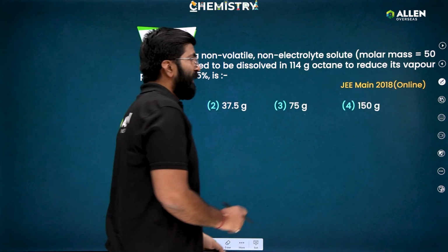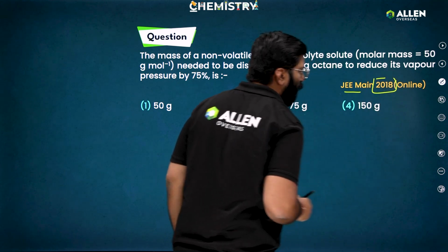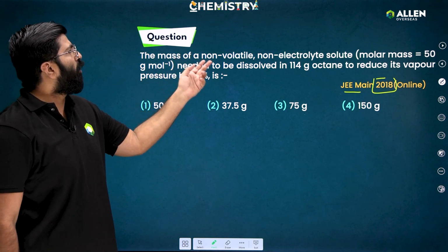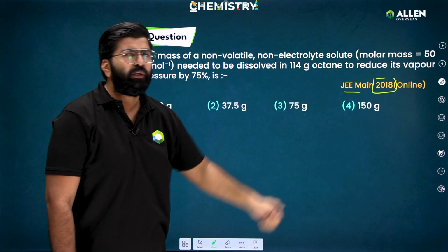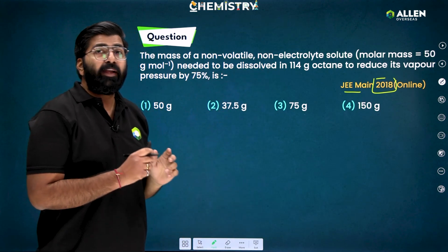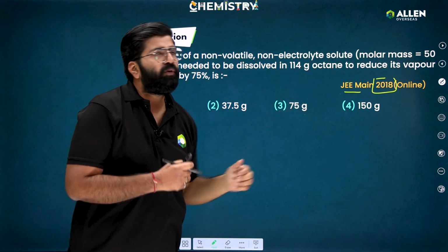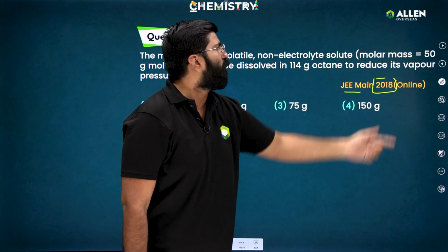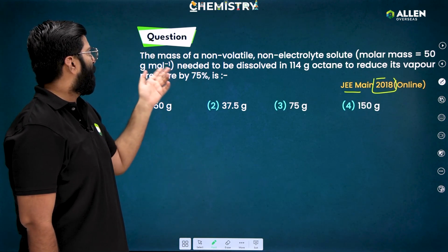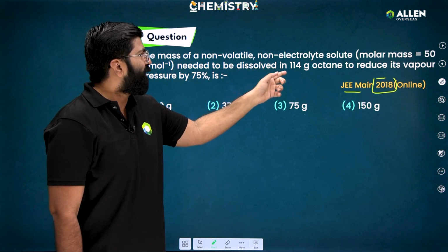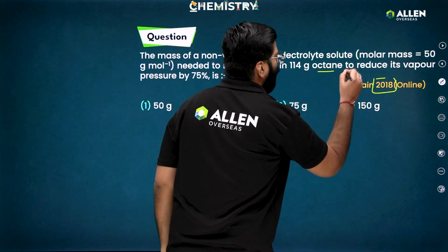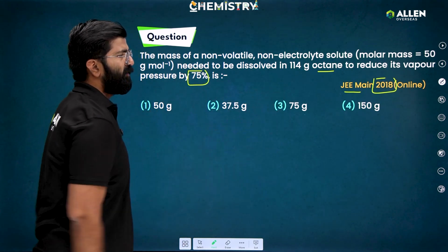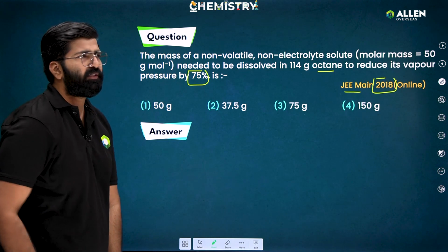And over here you will see, this is the JEE main question which has been asked to you. So what does this question say? Let's see that part first. The question says the mass of non-volatile, non-electrolyte solute. What do we mean by non-volatile, non-electrolyte? It means this solute will not be converted, there won't be any vapor produced from this. And we are given its molar mass, 50 gram per mole, needed to be dissolved in 114 gram of octane to reduce its vapor pressure by 75%. So there are 4 options which are given to me. Let's solve this question and try to understand what they are trying to say.